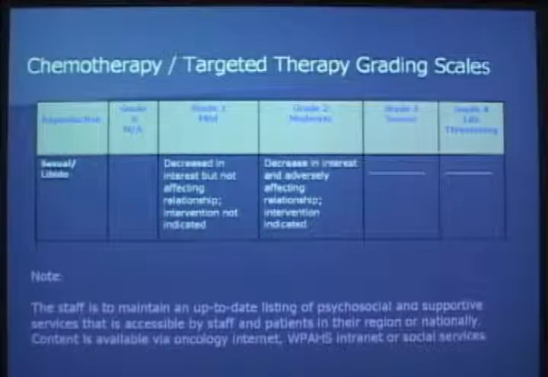A last area of interest to note under toxicity grading is to have an active list of psychosocial and supportive services that is available to staff and patients. You may have one in your area that you work in. You may have social service resources. You can always access information under our intranet website. It is listed under each specific hospital website that we have. And all you have to do is click under the Oncology Informational One-Stop Resource Center, and you will find the link to psychosocial and supportive services.